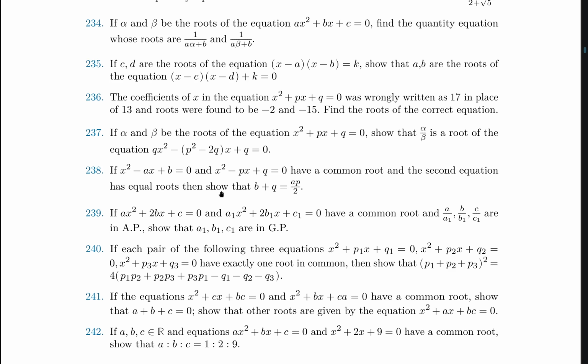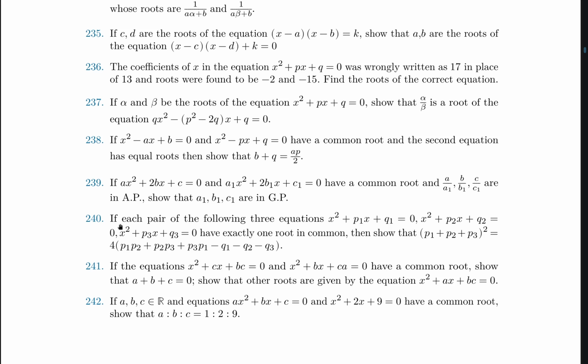Now we come to the last question of this set. If each pair of the following three equations x square plus p1x plus q1 is equal to 0, x square plus p2x plus q2 is equal to 0, x square plus p3x plus q3 is equal to 0 have exactly one common root, then show that (p1 plus p2 plus p3) whole square is equal to 4 into (p1 p2 plus p2 p3 plus p3 p1 minus q1 minus q2 minus q3).